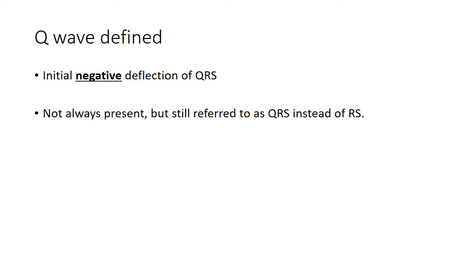Well, when you think about a Q wave and the actual definition of it, it should always be the initial deflection of a QRS that's negative. If that very first deflection is not negative, you do not have a Q wave.